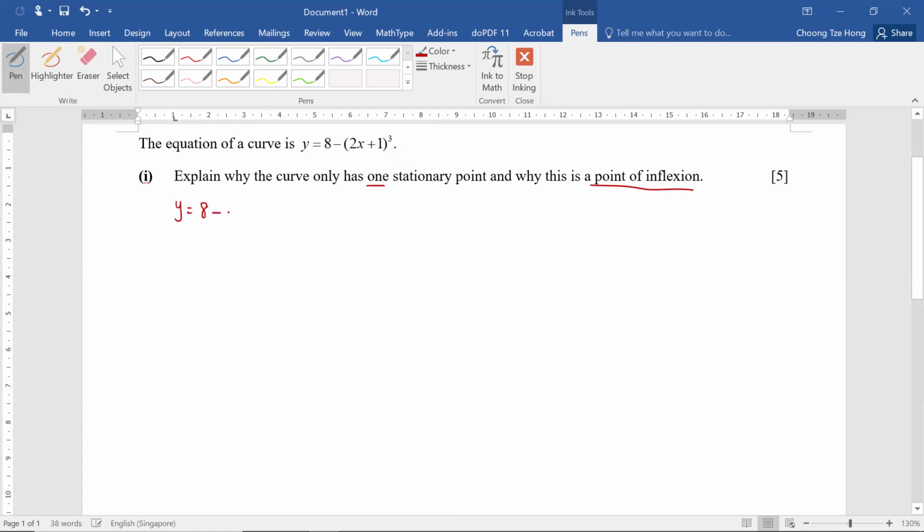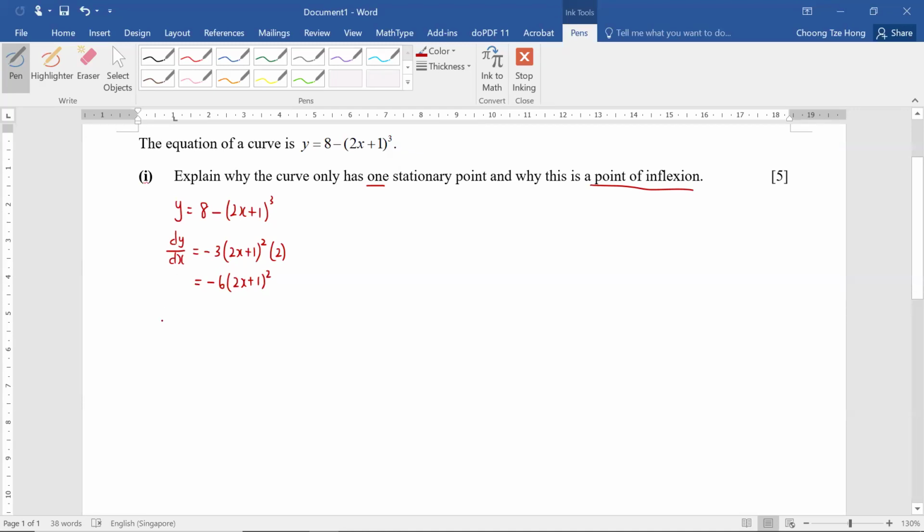So y equals 8 minus (2x plus 1) cubed. This expression is not difficult to differentiate. Differentiate 8, you get 0. Differentiate negative (2x plus 1) cubed, you need to use the chain rule. The power comes down, reduce the power by 1, and always remember for a chain rule, you need to differentiate inside the bracket. Differentiate 2x plus 1, you will get 2, right? You multiply the 2 behind. So you get negative 6 (2x plus 1) squared. This will be your dy/dx expression.